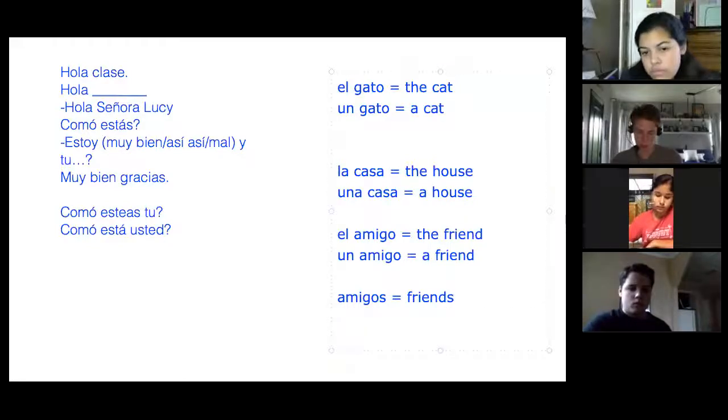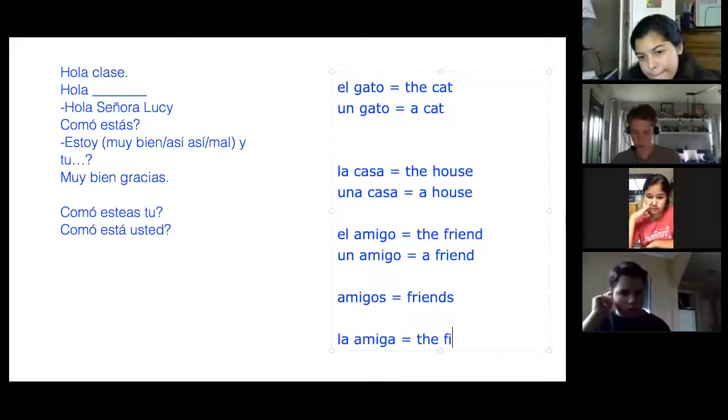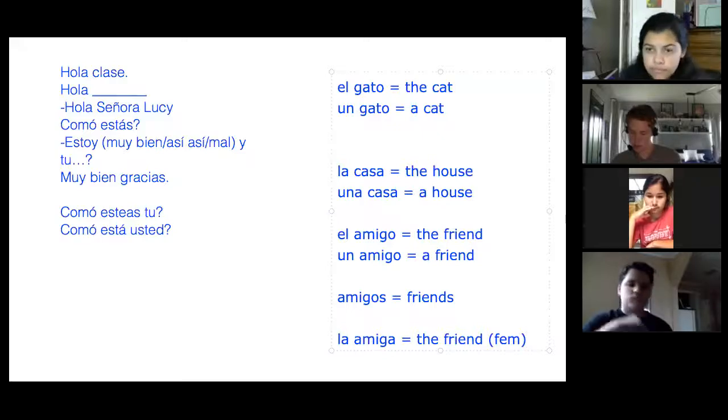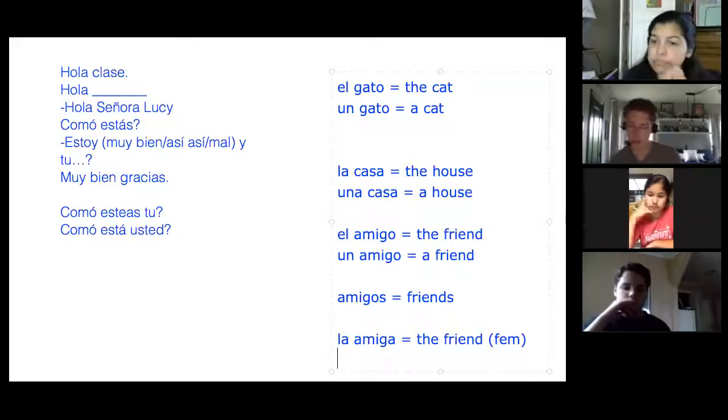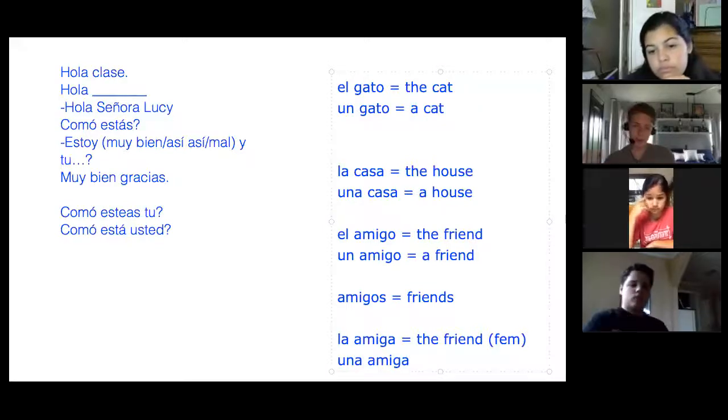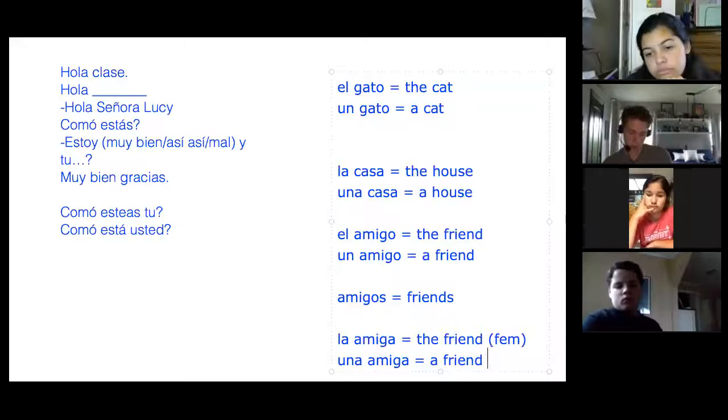However, if I am speaking specifically about a girl who is a friend, she is la amiga, the friend, right? And this is feminine, okay? Does that make sense? And then you can also say una amiga, which is a friend who is also a girl. Okay? So that just goes on to explain the masculine and the femininity in the nouns and how their articles work together. Okay? Okay, let's move on.